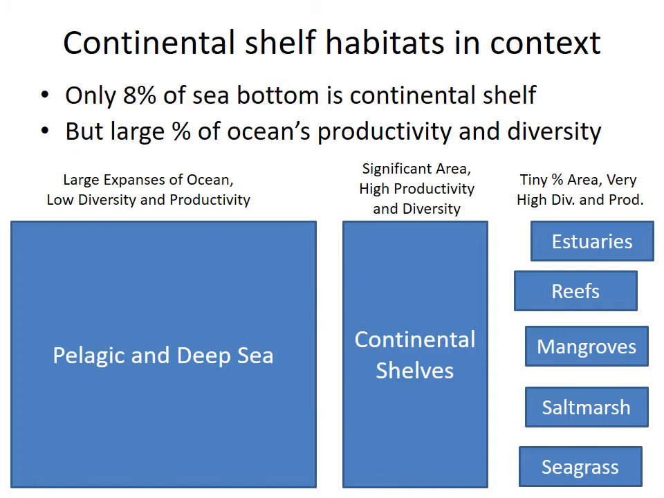And those are an even smaller component of the surface area of the Earth's oceans than the continental shelves at large, but they have an extremely high diversity and productivity. So continental shelves are this intermediate level habitat where they're not as vast and barren as the pelagic and deep sea, but they're not as dense and overflowing with life as these really specialized habitats like estuaries, reefs, mangroves, salt marsh, and seagrass, which are subcomponents of the continental shelf ecosystems of the world.